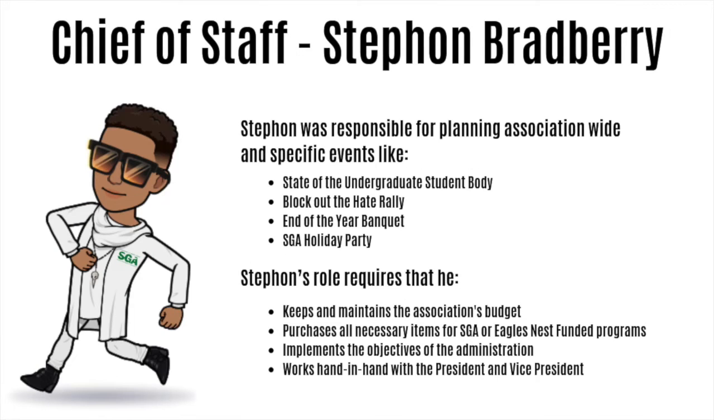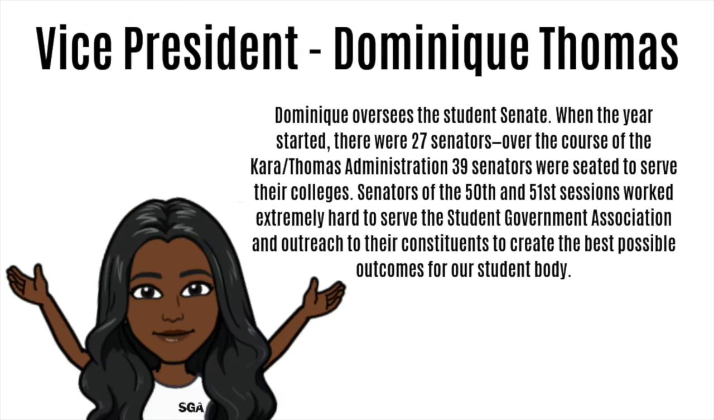The Chief of Staff was responsible for planning association-wide events like the State of the Undergraduate Student Body, the Block Out the Hate Rally, and specific SGA events like the End of the Year Banquet and Holiday Party. Stephon's role requires that he keeps and maintains the association's budget as well as purchase all necessary items for SGA or Eagles Nest funded programs. Lastly, Stephon assists with implementing the objectives of the administration, working hand in hand with the President and Vice President.